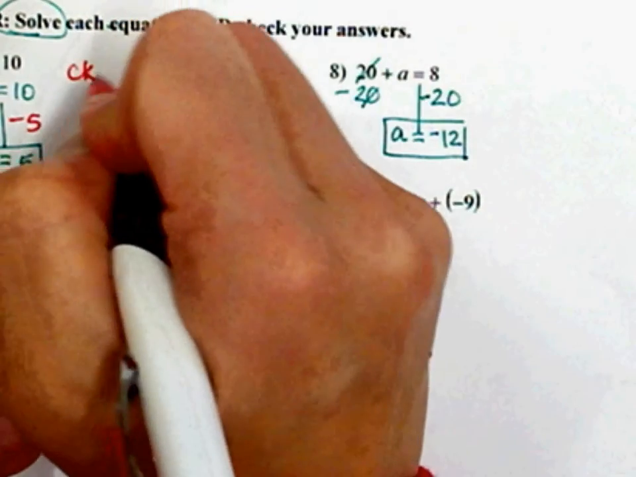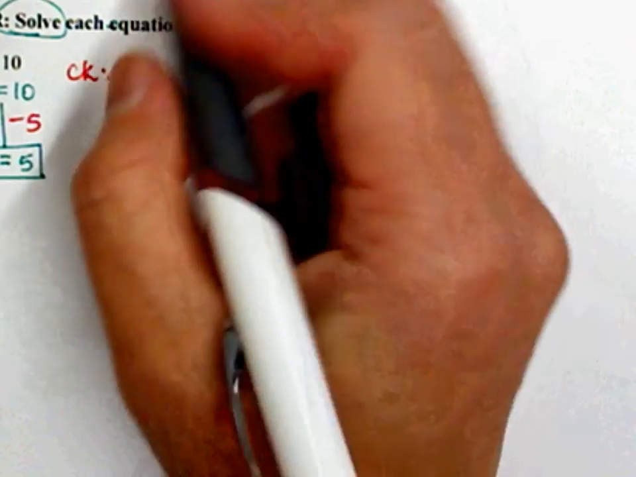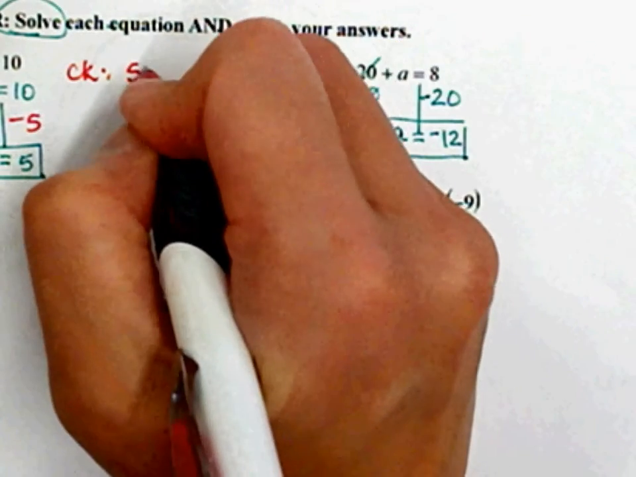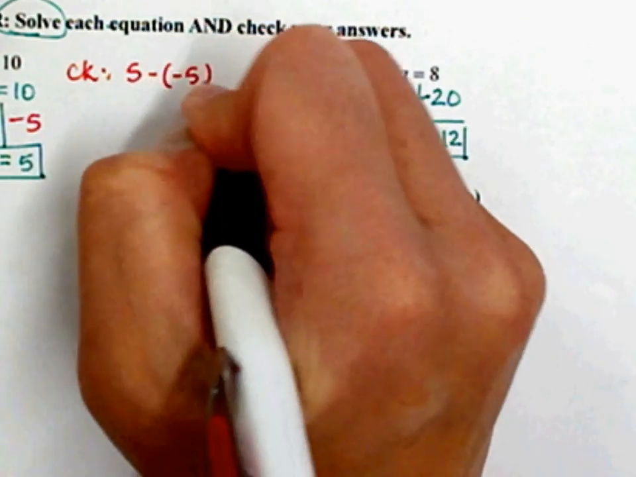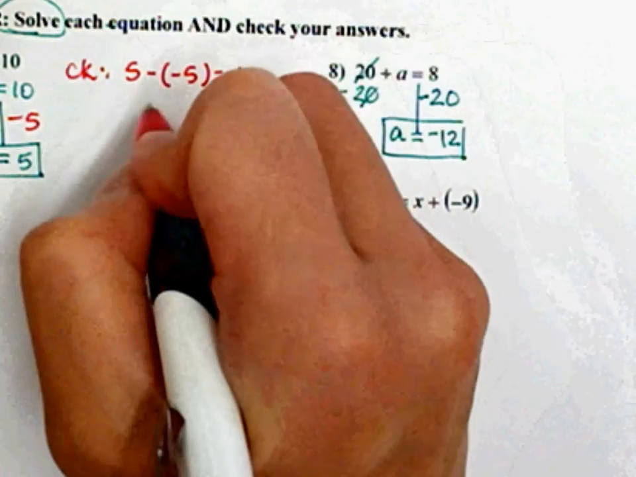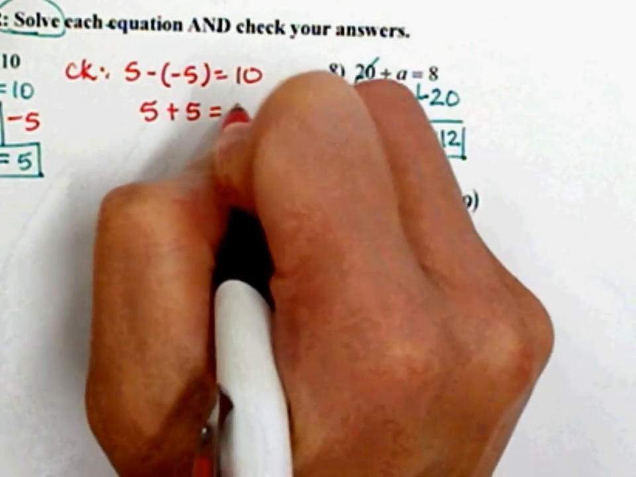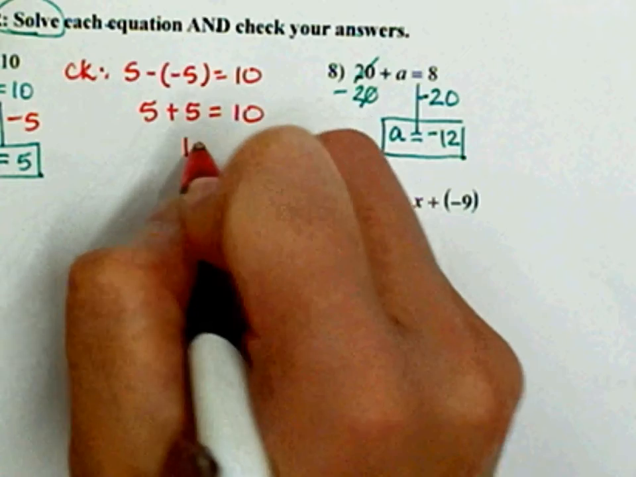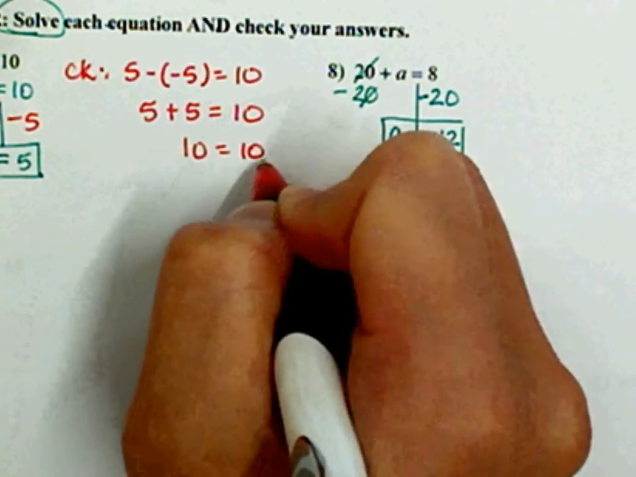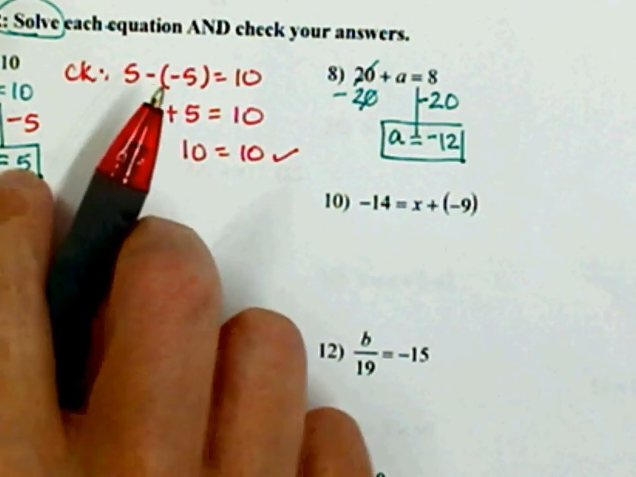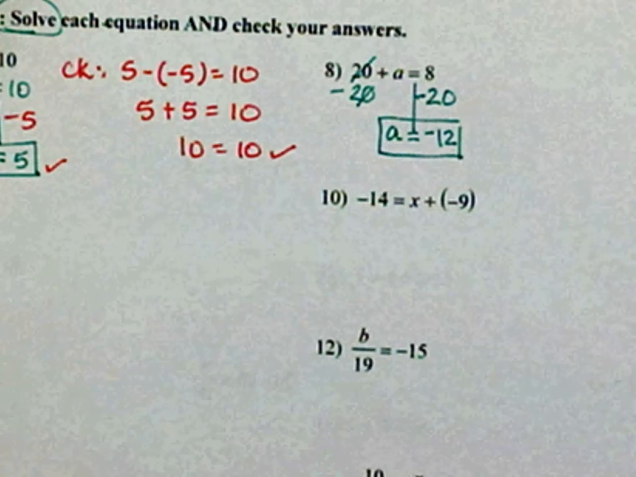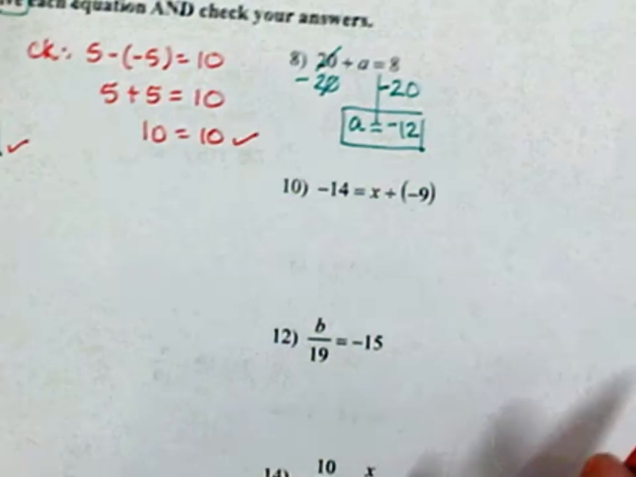Number 7, here we go. Where n is, you plug it in. So 5 minus negative 5 equals 10. This is 5 plus 5 equals 10. 5 plus 5 is 10. See how they're equal? So this answer is correct. Okay? Let's look at number 8.